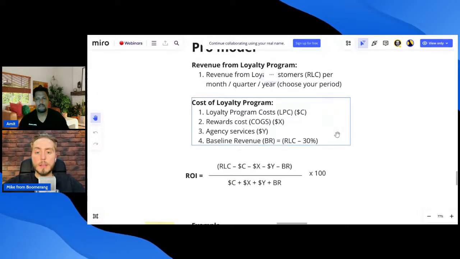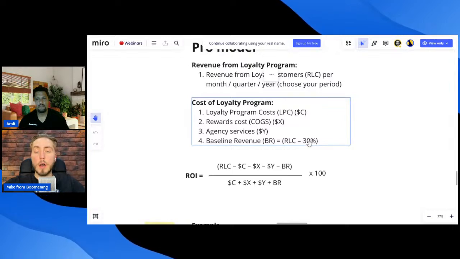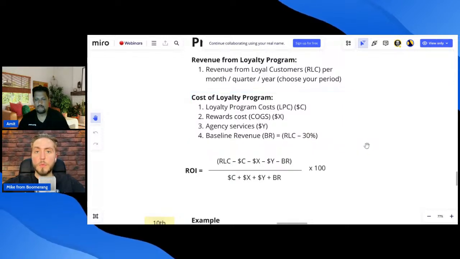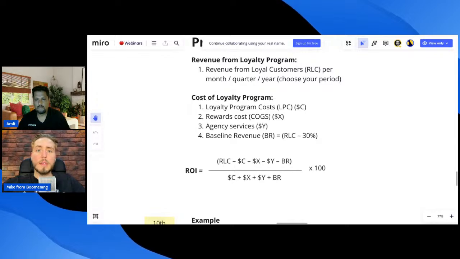I just want to say that these statistics are based on our internal research and our product statistics generally. To calculate the baseline revenue, imagine that this customer does not participate in the loyalty program and spends 30% less in the same period of time.